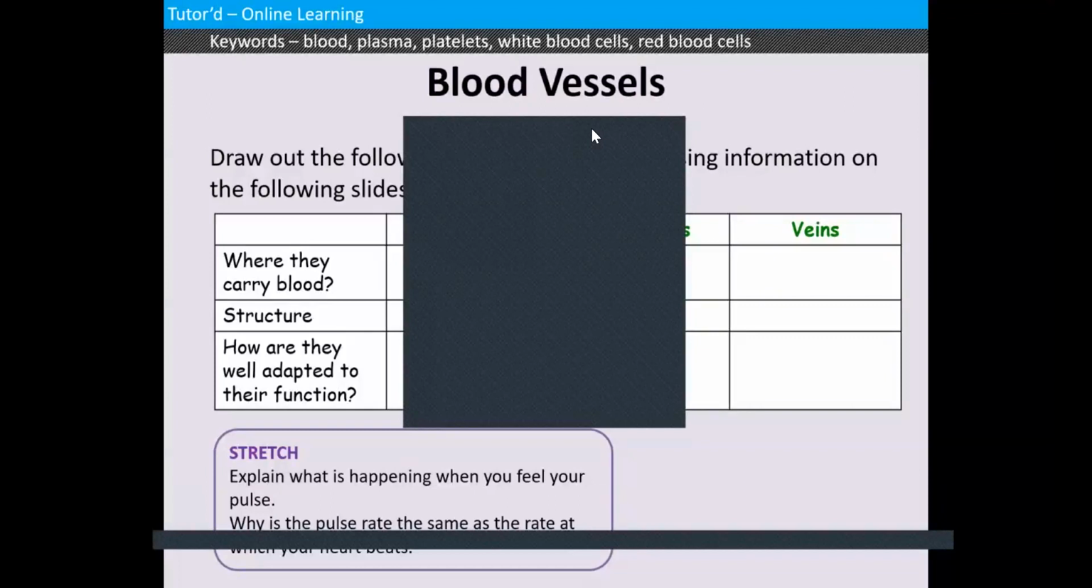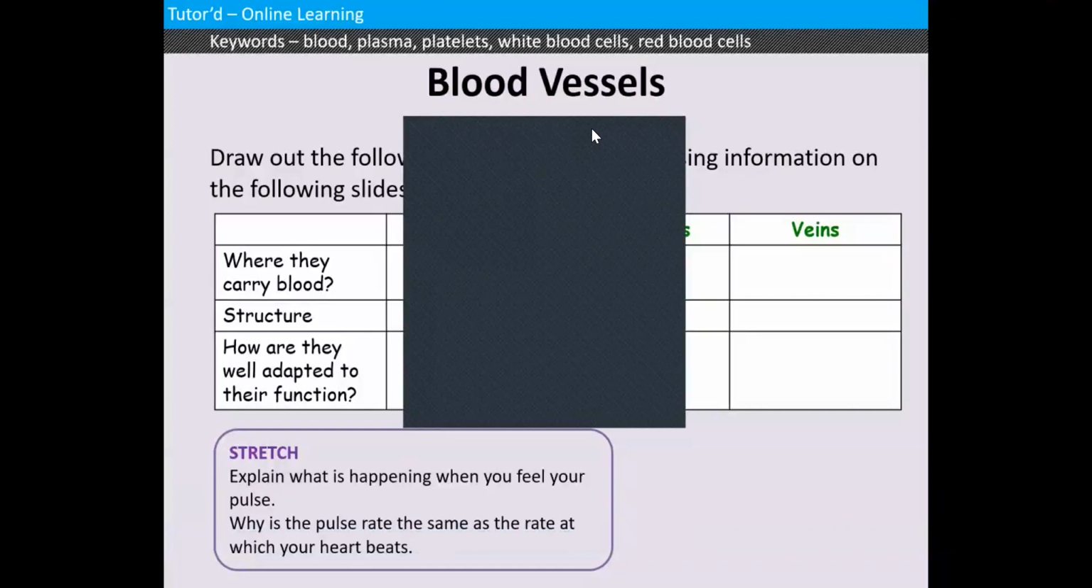And if there is no problem to fill in the table, I will move to another slide. If there is a problem, I will answer you through the chat box or in the lesson, I mean.